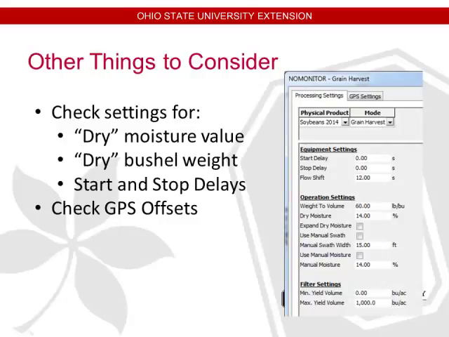So there's still some other things that I want you to consider with your post-processing. That's just the first one. It's incredibly important. But it's also important to check and make sure that your other settings were also correct. So make sure that your dry moisture value is set properly, that your bushel weight is proper, and look at your start and stop delays to make sure that you're including the data that needs to be included. Making sure that your GPS offset is right. Those are all things that you want to look at with your yield data.